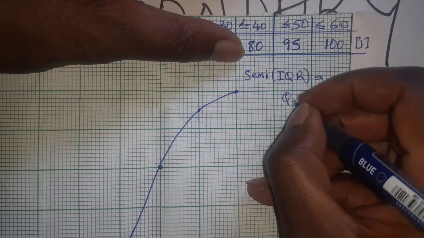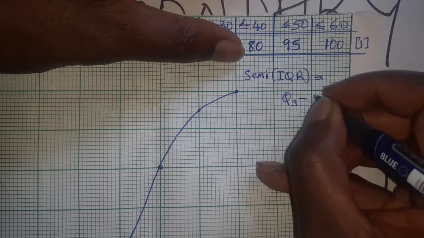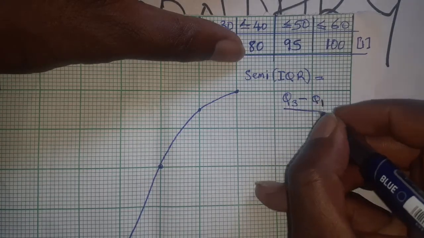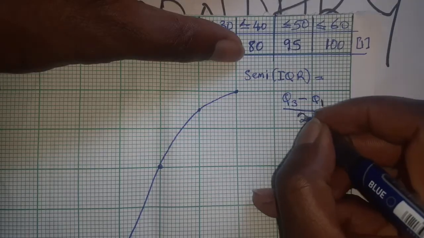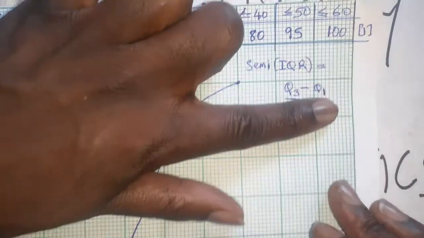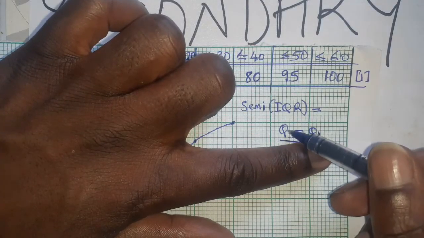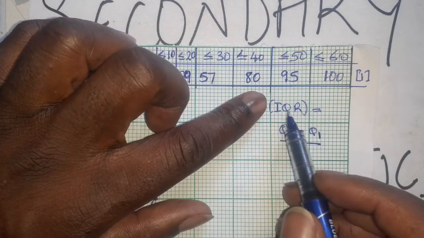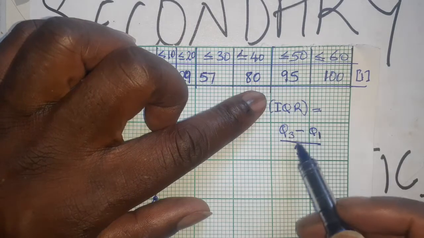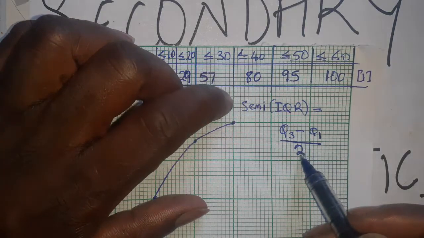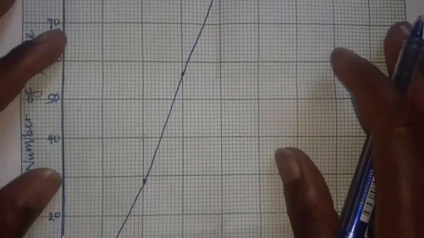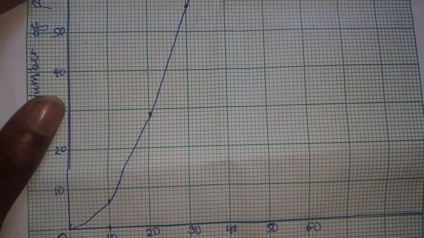the upper limit minus the lower limit divided by 2. So in other words, when we are looking at upper quartile minus lower quartile, we are just talking about the interquartile range. We just use this part. When we divide by 2, that becomes the semi-interquartile range. I hope you're getting my point. So how do we find the upper limit and the lower limit?